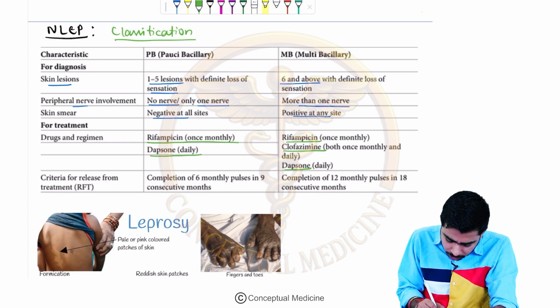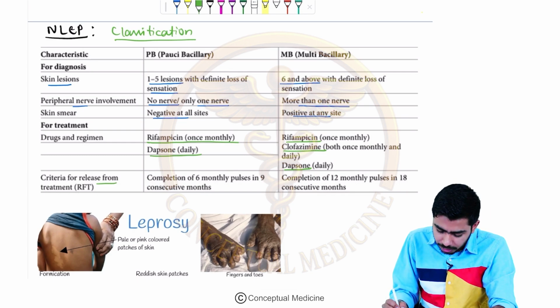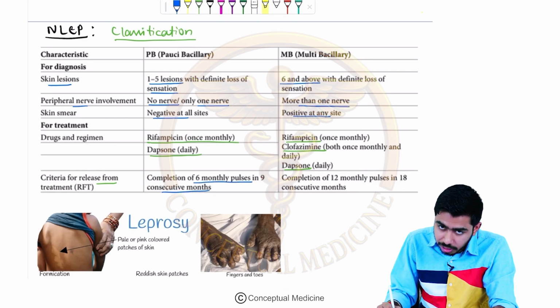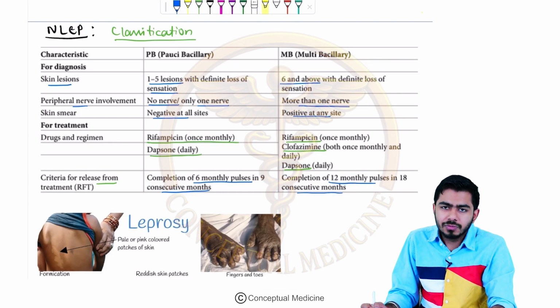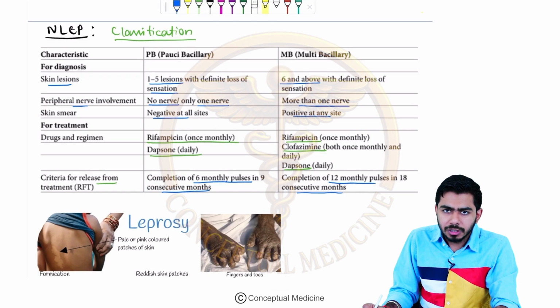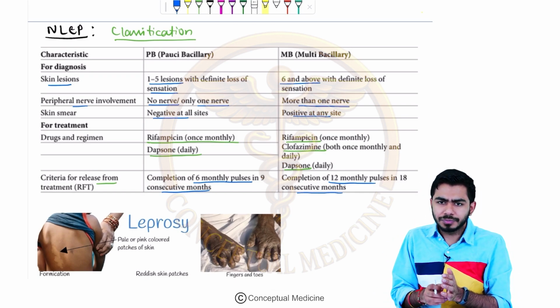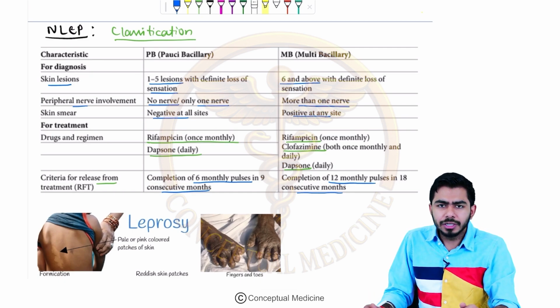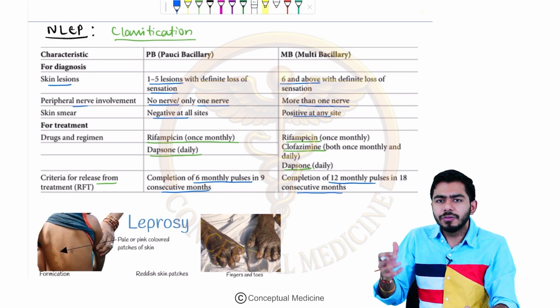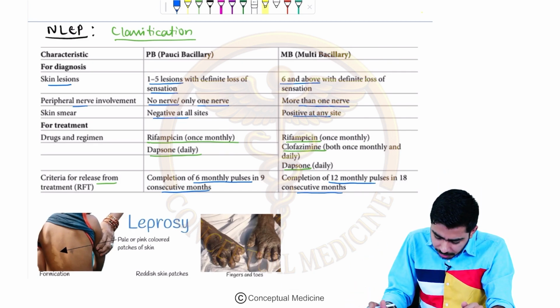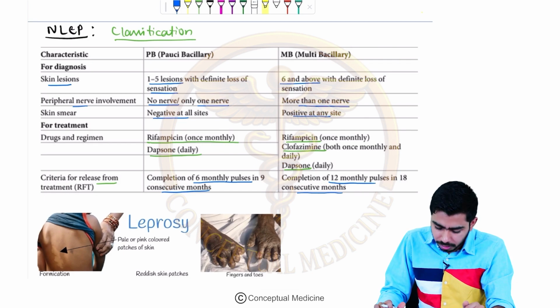And one more thing, the completion of the release from treatment over here, right? Here we can see completion of 6 monthly pulses in 9 consecutive months, and in multibacillary it will take double the time, 12 monthly pulses in 18 consecutive months, because multibacillary is more dangerous, or I would say that multibacillary involves more features as compared to Paucibacillary, right? So that's why the treatment also takes a longer time as compared to Paucibacillary leprosy, right?